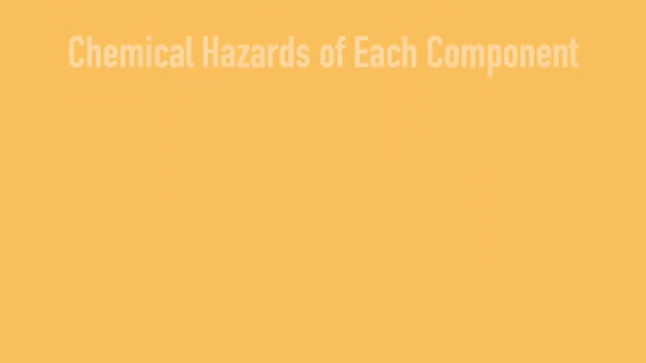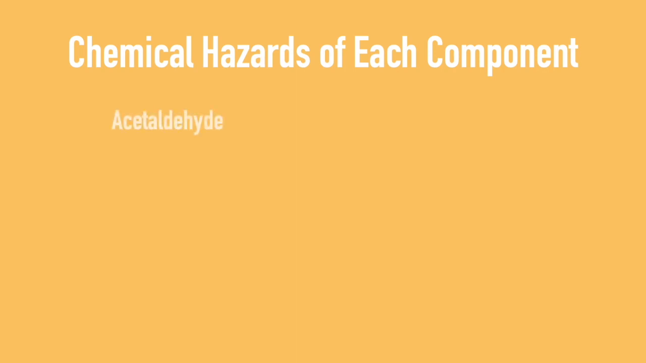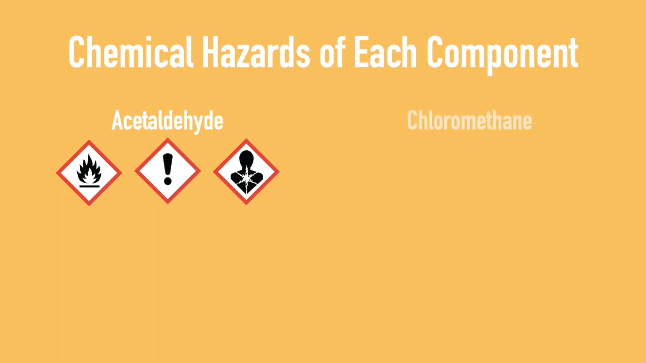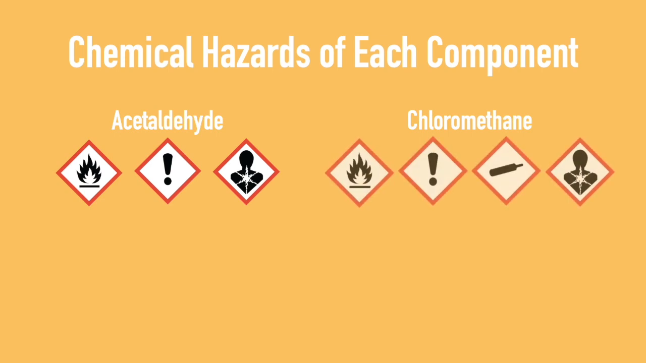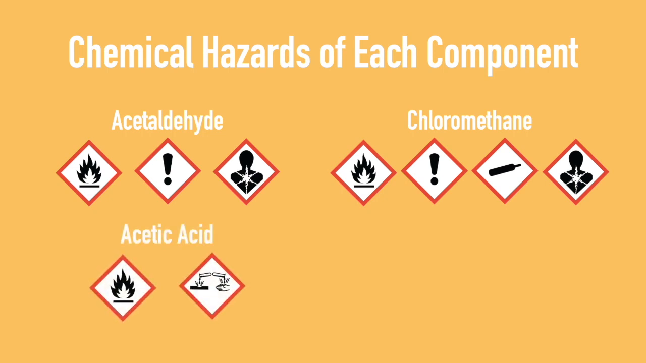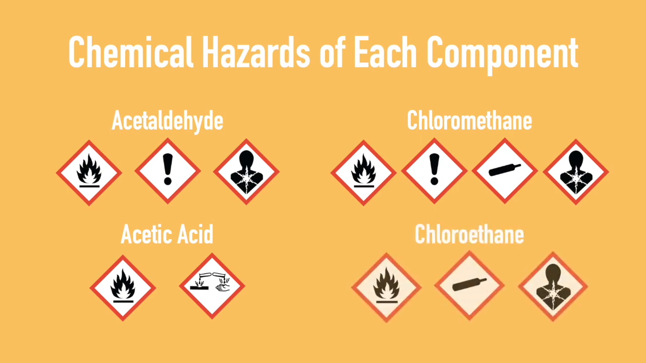There are 4 chemicals present in the column. The first one is acetaldehyde, which has flammable, irritant, and health hazards. The second one is chloromethane, which has hazard symbols of flammable, irritant, compressed gas, and health hazards. The third one is acetic acid, which is flammable and corrosive. Lastly, chloroethane, which has flammable, compressed gas, and health hazards.